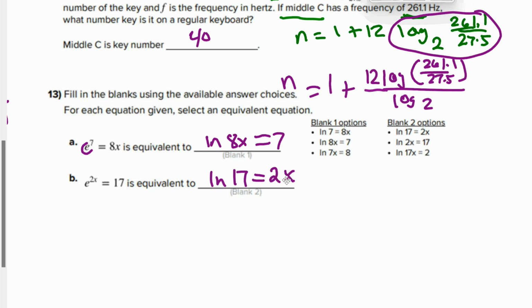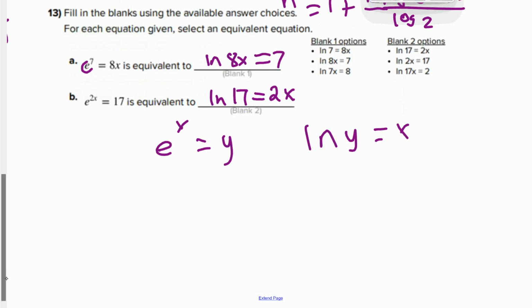2x. Okay, so how you switch the e ones, e raised to something equals y would get switched to ln of y equals x, and vice versa. Okay, so there's number 13 for you.